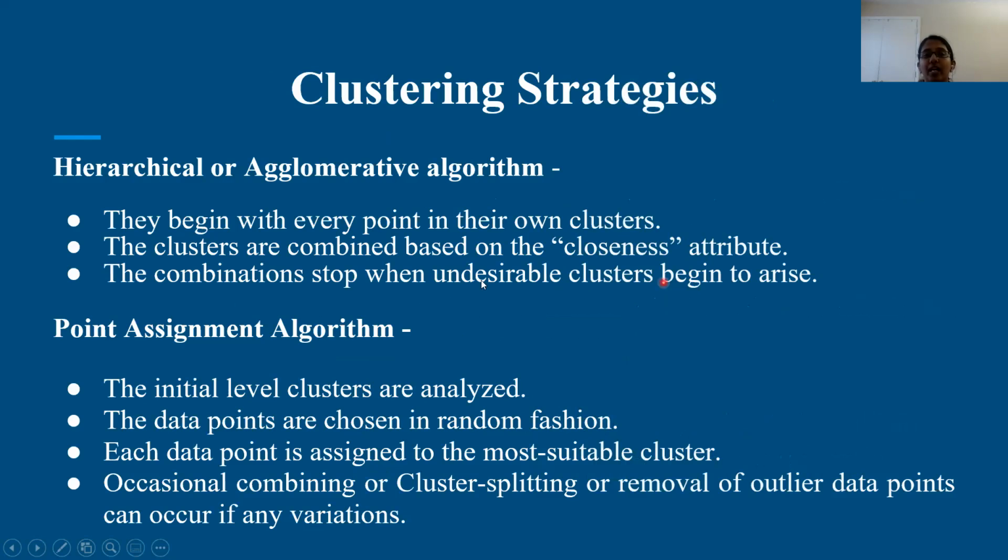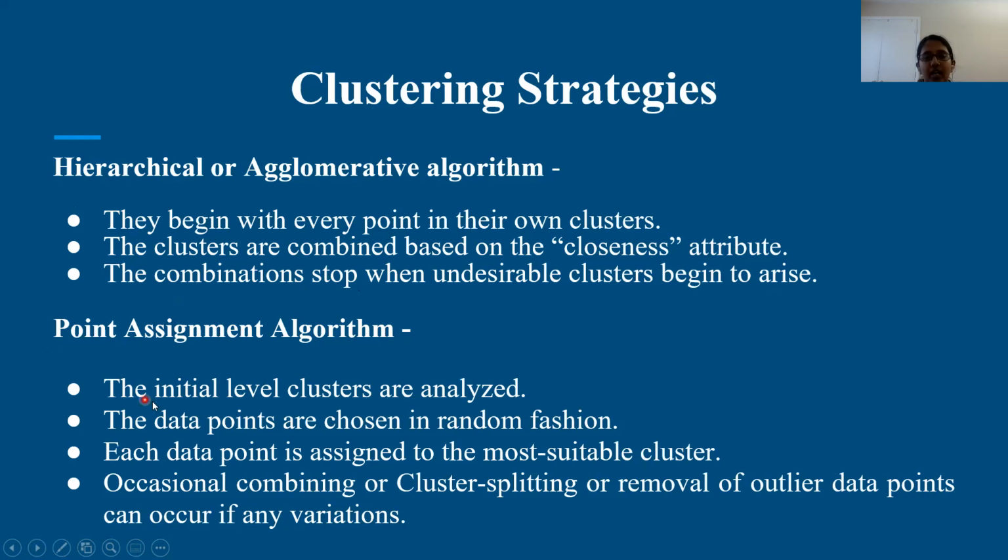Clustering strategies. We have two main algorithms discussed here, which are the hierarchical or agglomerative algorithm and the point assignment algorithm. The hierarchical one has clusters that are initialized, and these clusters have their own data points, and the clusters are then combined based on the closeness attribute. However close cluster A is with cluster B, they can get combined. The combination of clusters will stop when undesirable clusters begin to arise. What is meant by this is that when the clusters are no longer showing the closeness attribute, this combination stops. That's about the hierarchical one.